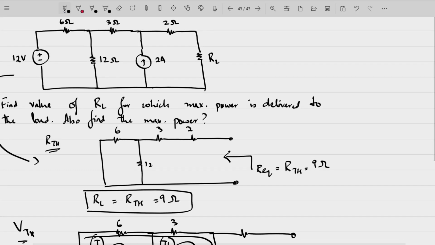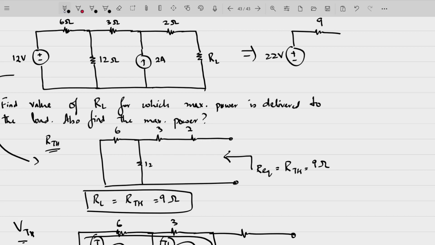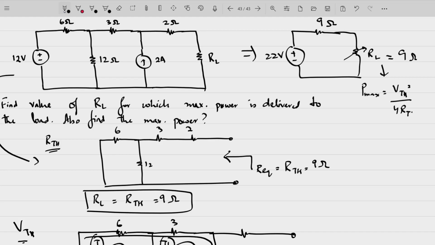VTH is 22 volts. So this circuit boils down to 22 volts with RTH of 9 ohms. This is your RL. You have to keep RL also 9 ohms, and the maximum power delivered will be VTH square divided by 4 RTH. That is 22 square divided by 4 into 9, which is 13.44 watts of power being delivered to this load, the maximum power.